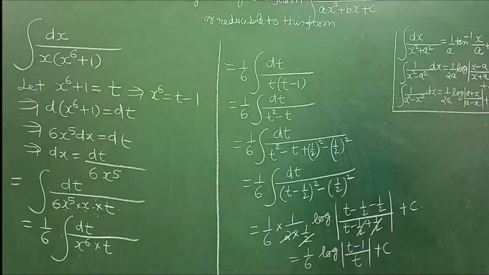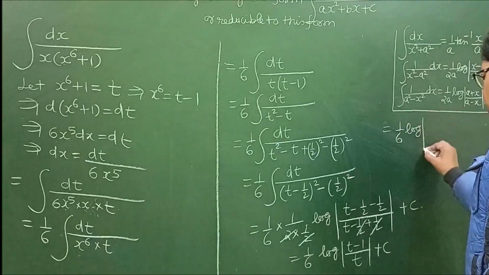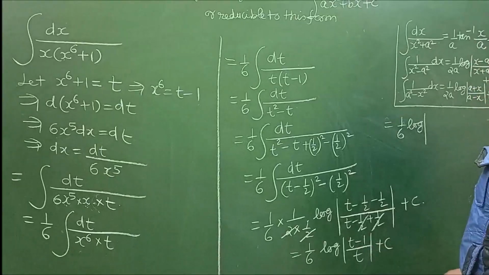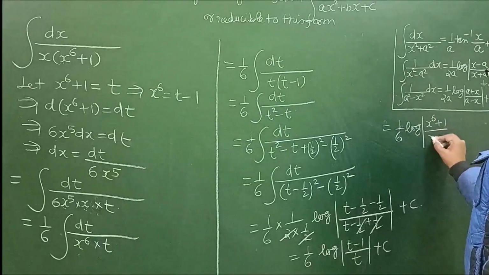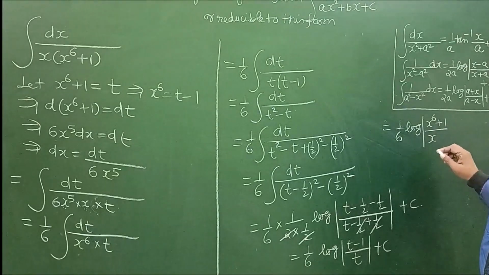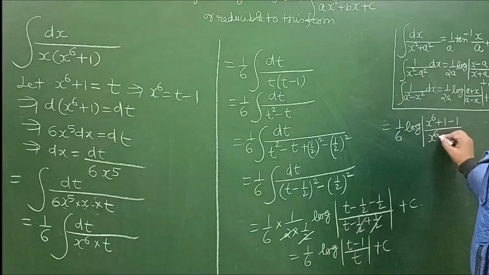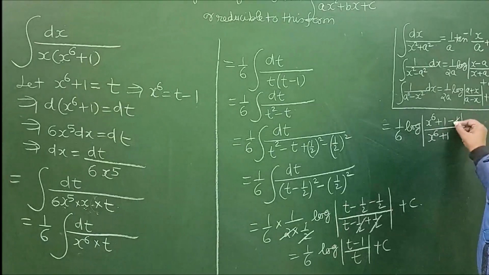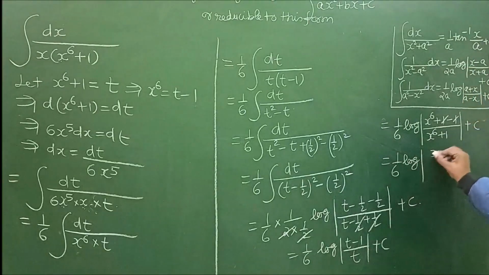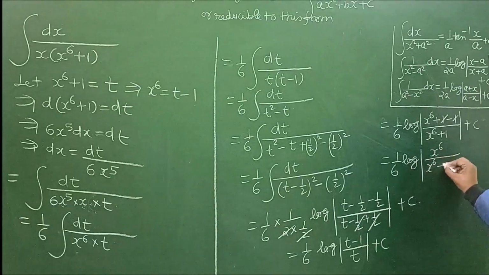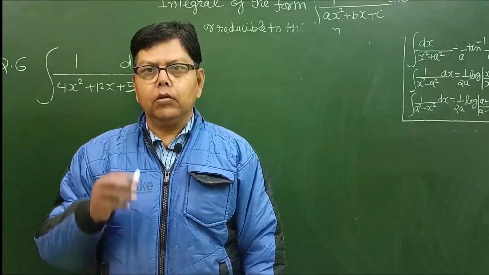Putting the value of t here, this is equal to 1 by 6 log mod, the value of t is x^6 plus 1, upon x^6 plus 1 minus 1 upon x^6 plus 1, plus c, and this 1 and 1 is cancelled here, so we get 1 by 6 log mod x^6 upon x^6 plus 1 plus c. So this is the final answer of this question.